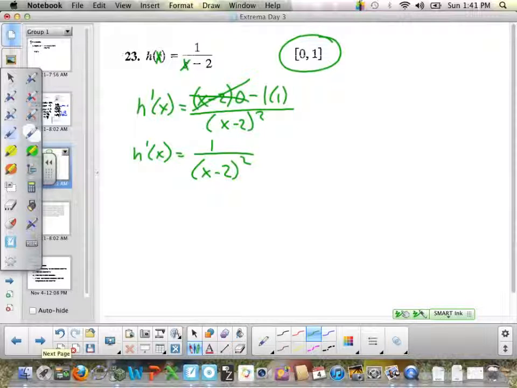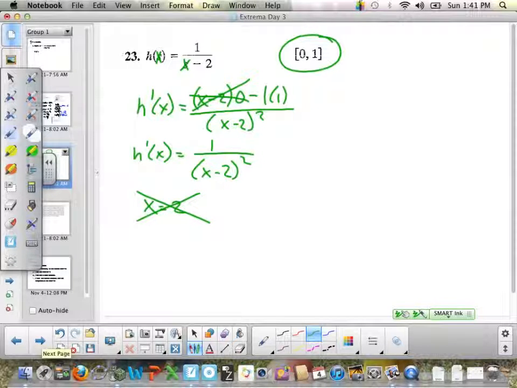Where is that 0 or undefined? It's a fraction, so it's 0 when the top is 0, which we can see is not happening because 1 will never be 0. It is undefined when the bottom is 0, and the bottom is 0 when x is 2. However, 2 is not in our interval, so we can ignore it.